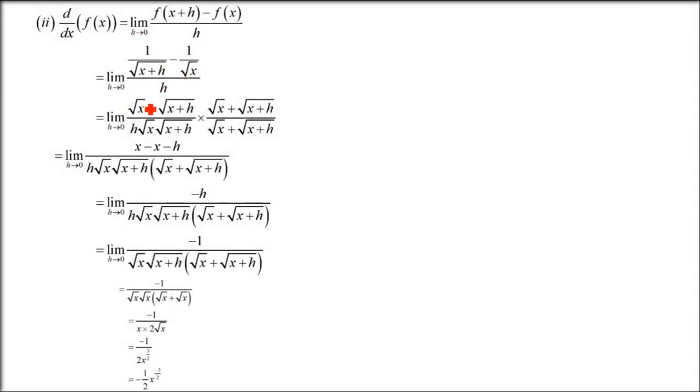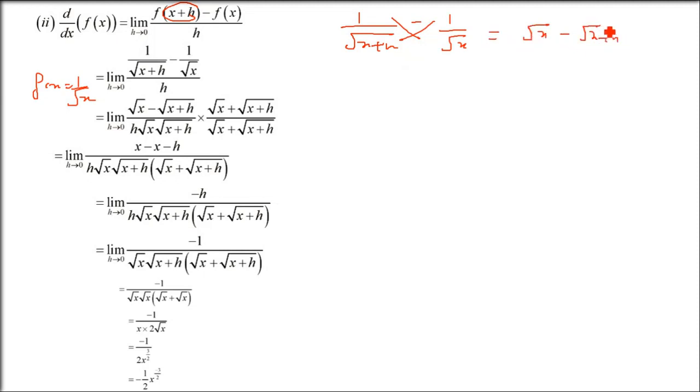Now this is 1 by root of x. So we have f(x plus h), that is 1 by under root x plus h, minus f(x), which is 1 by root x, divided by h. Just put it here and take the LCM: root x minus root x plus h, divided by root x and root x plus h.